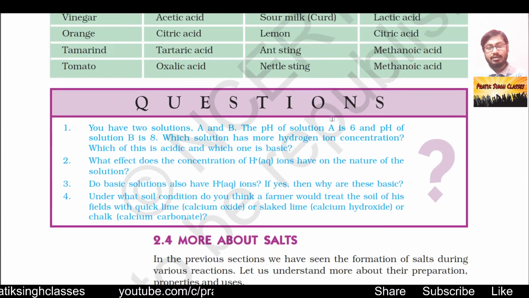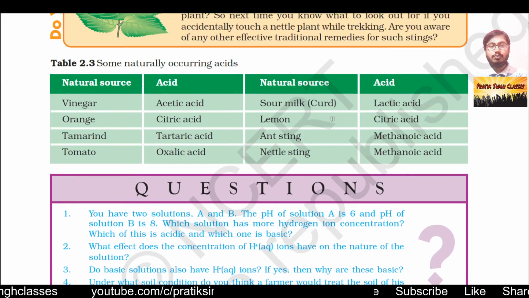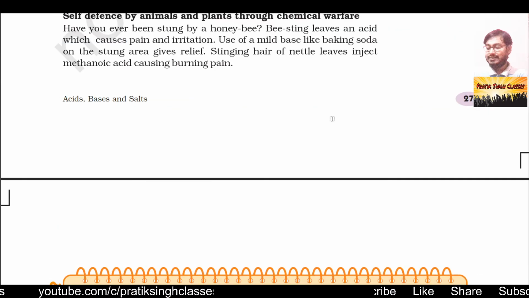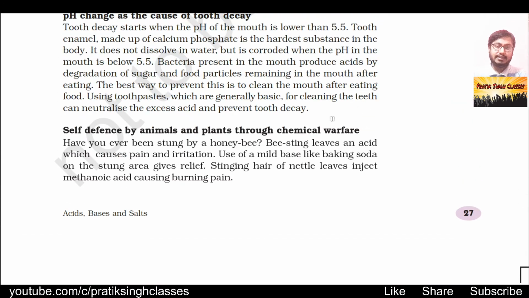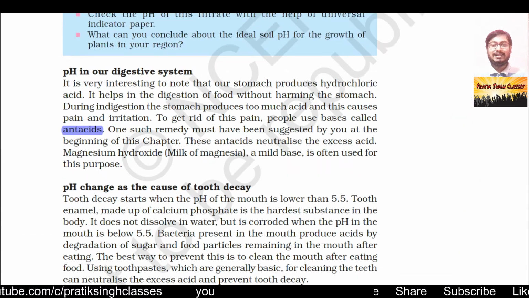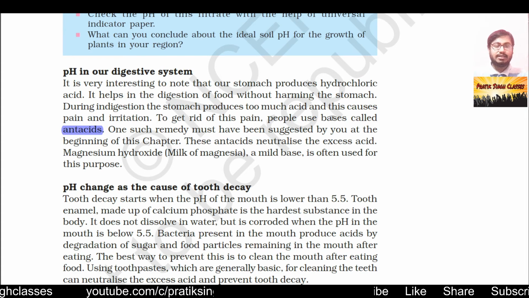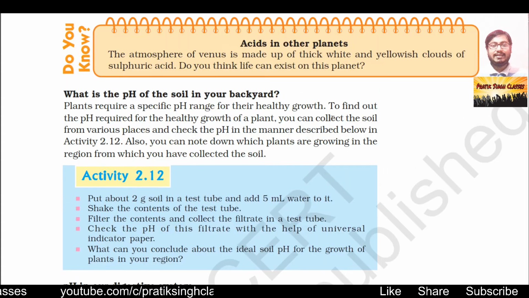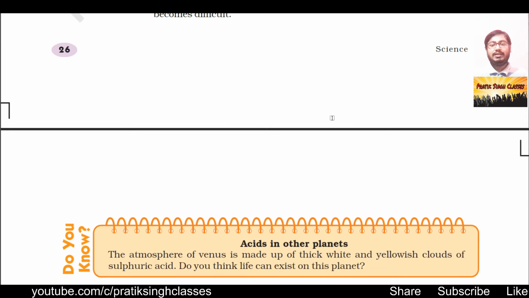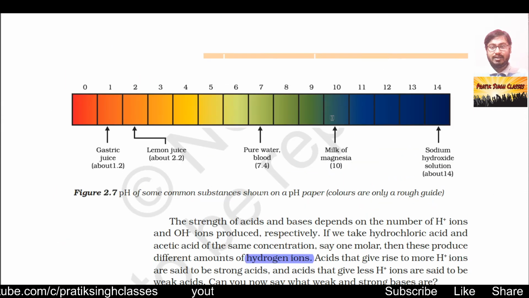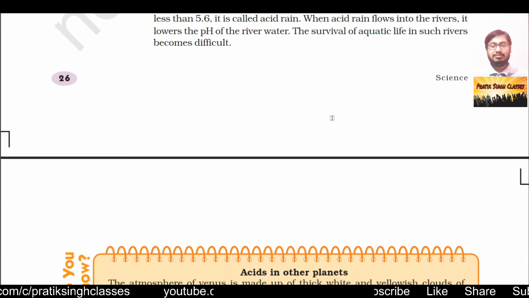Now this is the end of section 2.3. We have learned today a lot of things about acids and bases, about universal indicators. Then we have seen the pH scale, and the concentration of acids and bases with regard to H+ and OH- ions. Then we saw pH in the digestive system, and then we tried to find out the pH of soil in our neighborhood. A lot of things we have studied today.